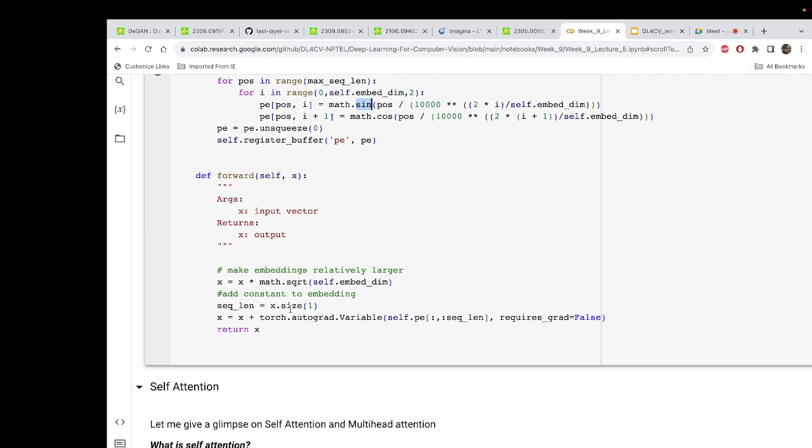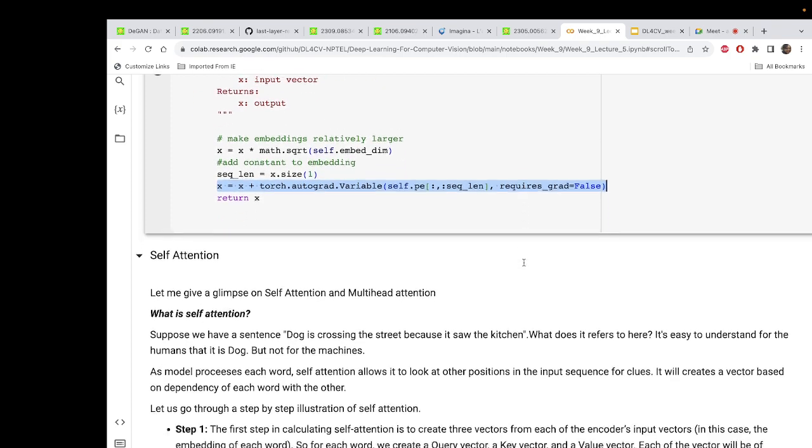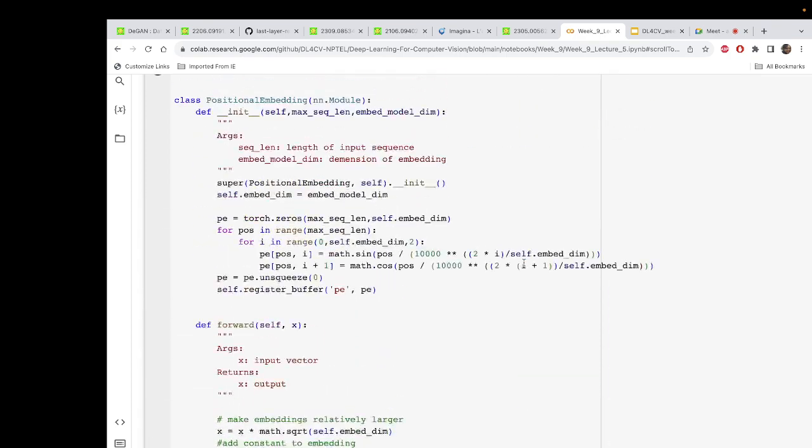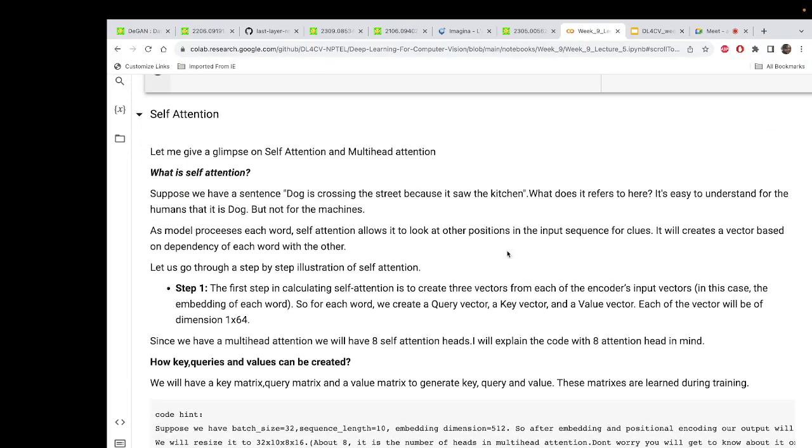And now what you do is, in the forward function you already have the x, and then you do x equal to x plus the positional encoding, and you make requires grad false here because this part is not trainable. So this is the positional encoding part, and now you will go to the self attention part. So what is self attention?